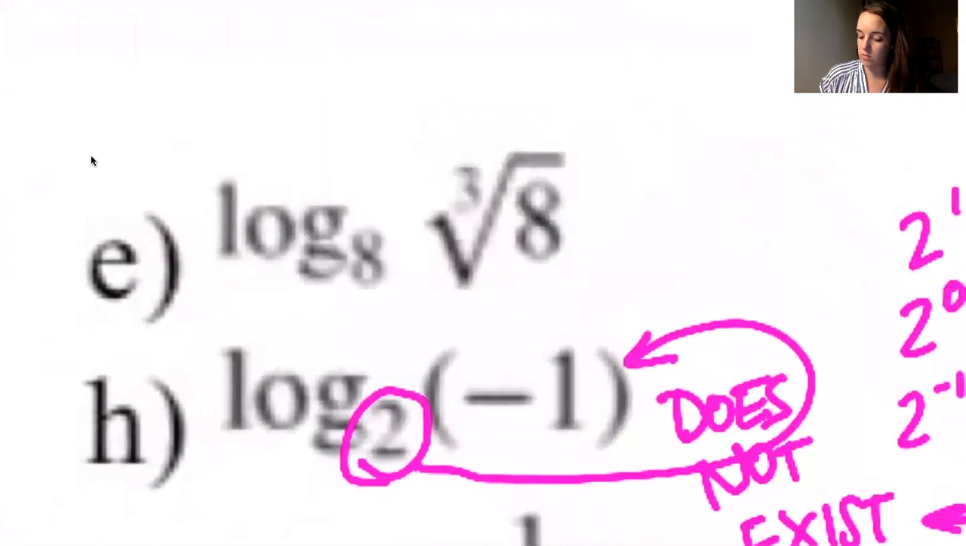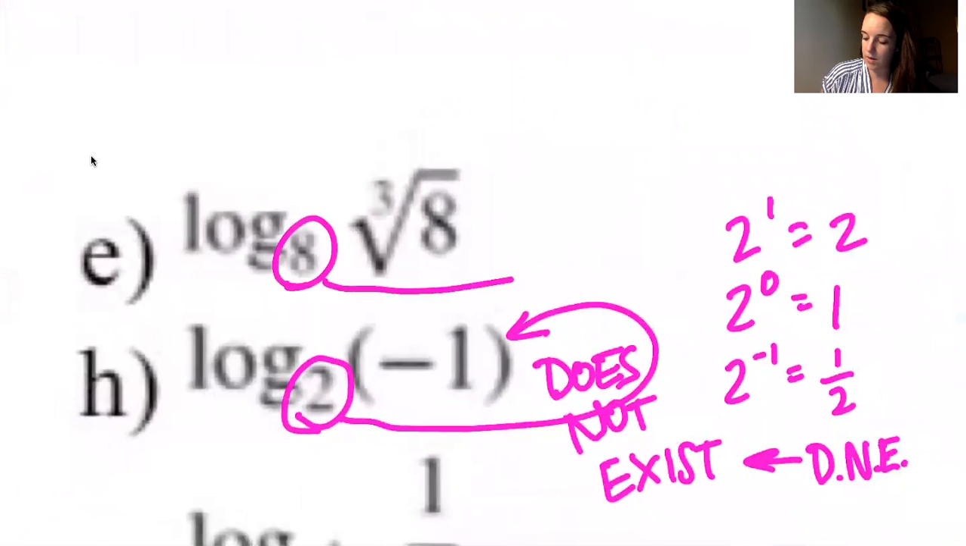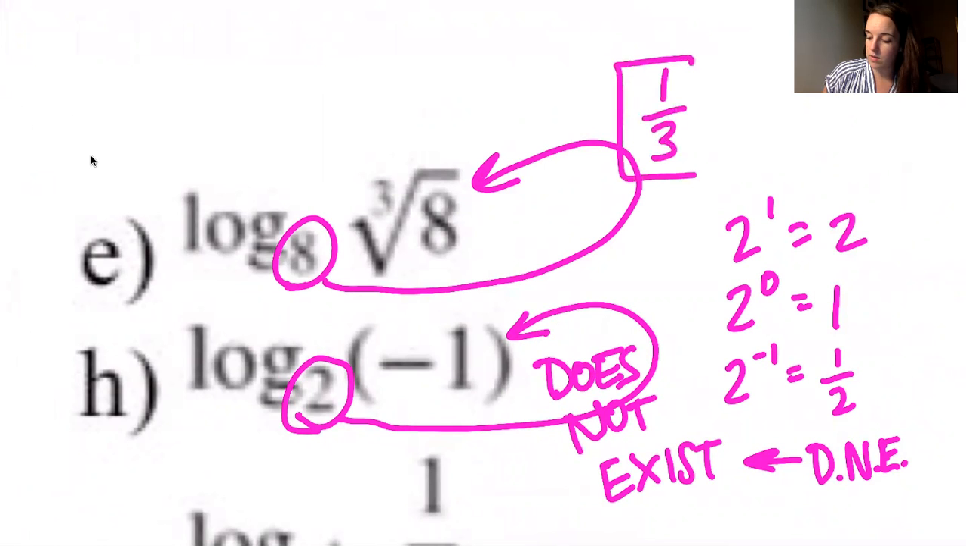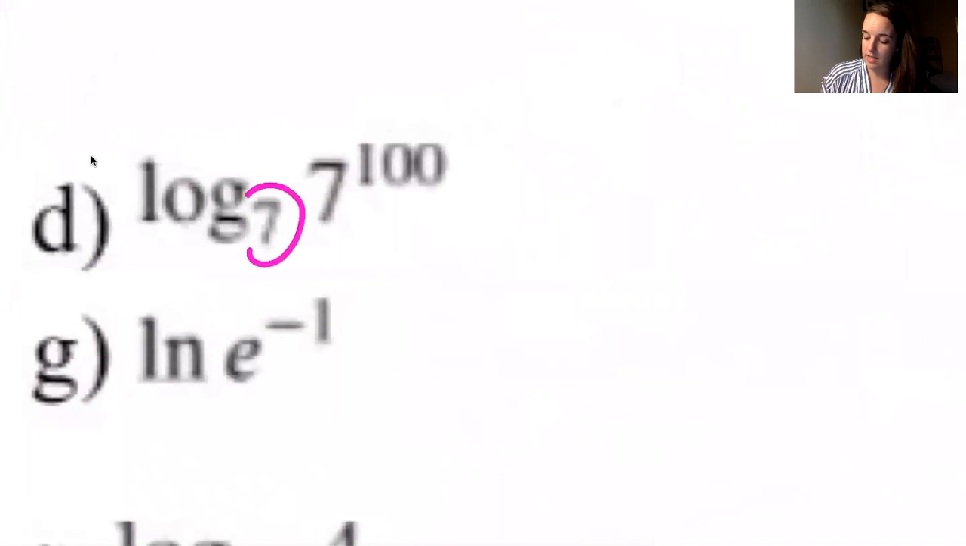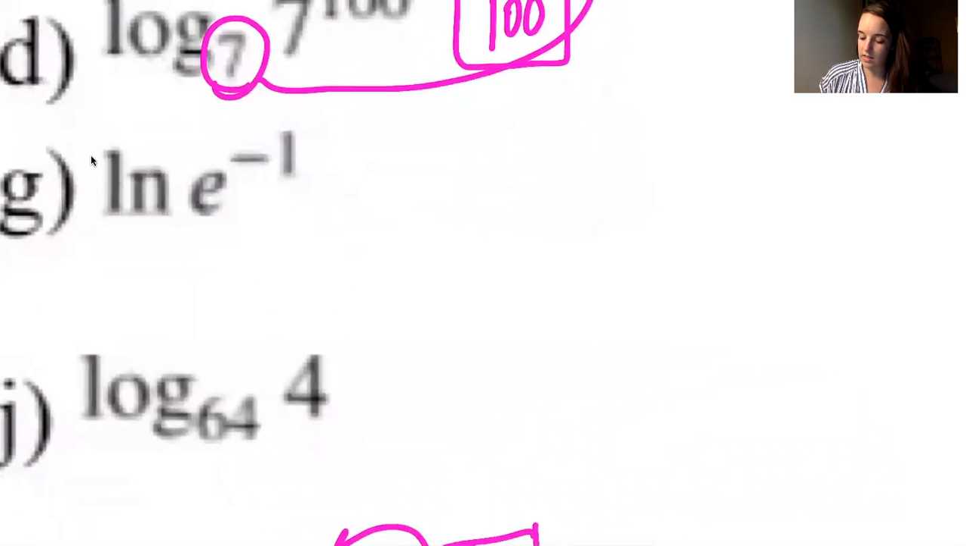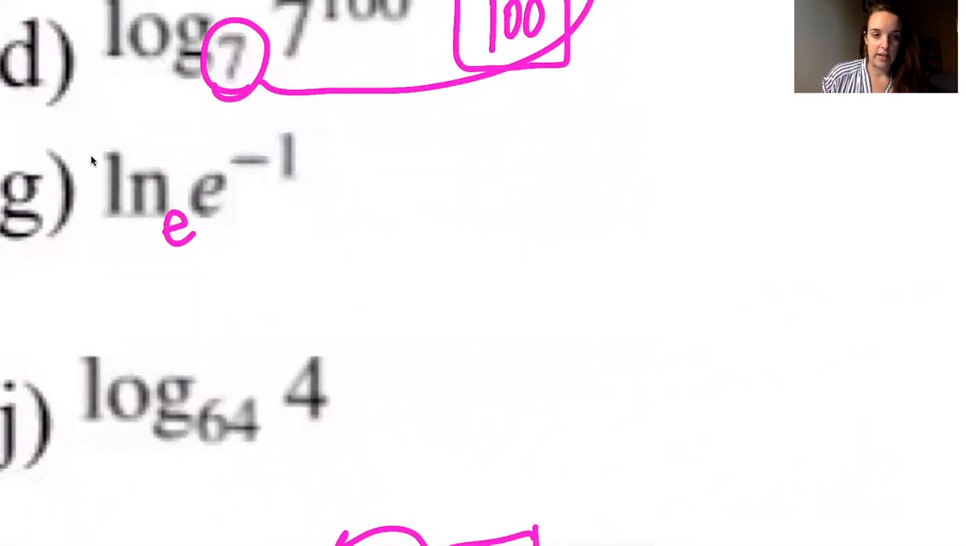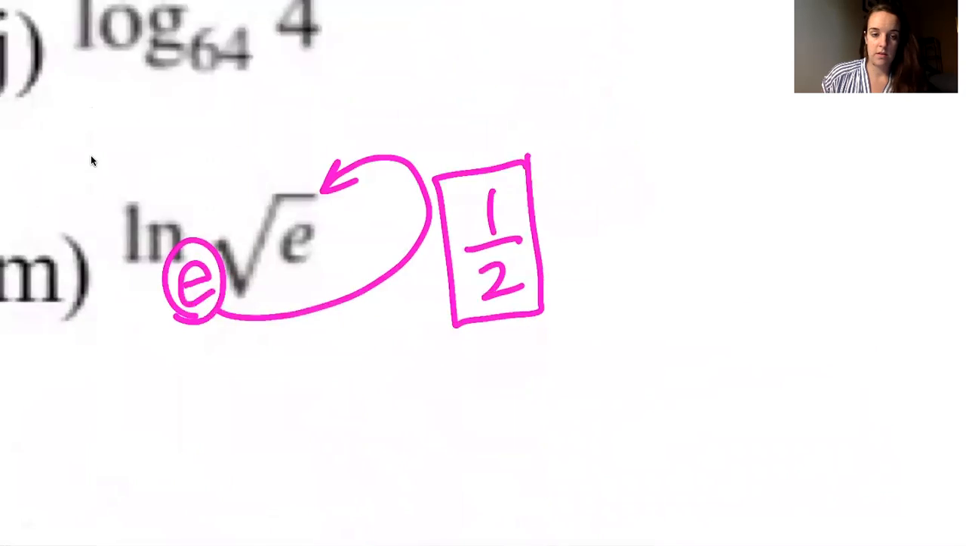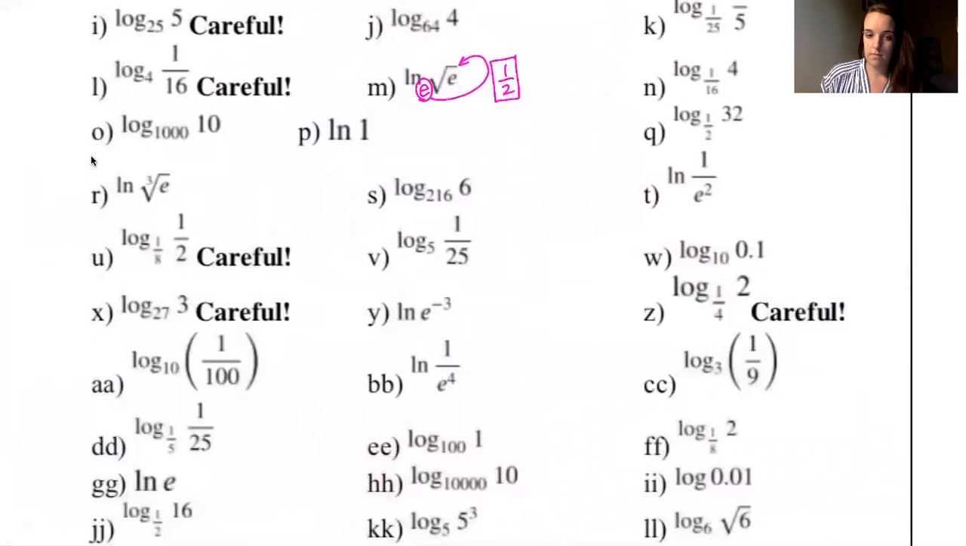We can do one of these cube root ones. So 8 to the power of what gives me a cube root? Remember that that's our 1/3 power. 7 to the power of what gives me 7 to the 100? Well, obviously 100. 7 to the 100 is 7 to the 100. So 100 is our answer. This is similar: e to the what gives me e to the 1. I think those are pretty good answers.